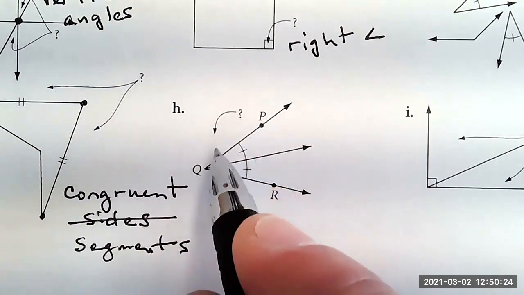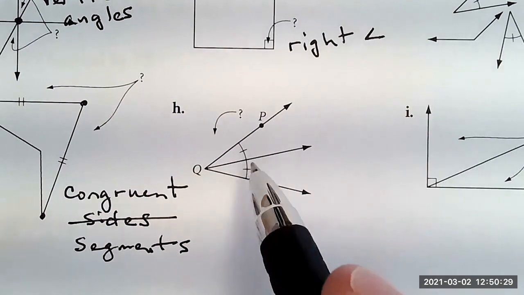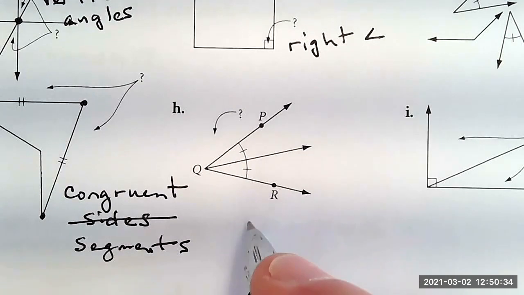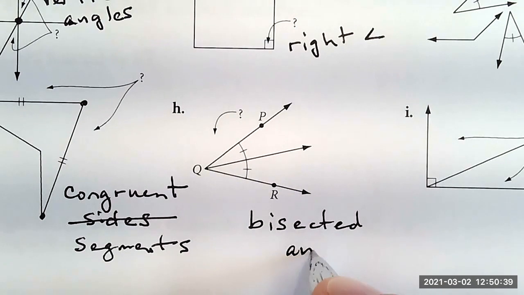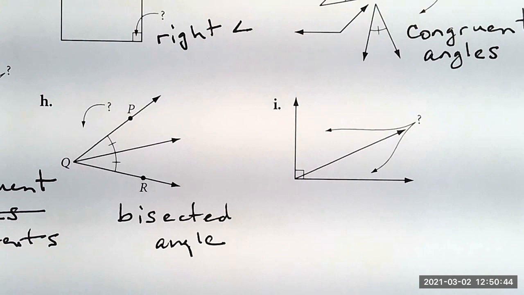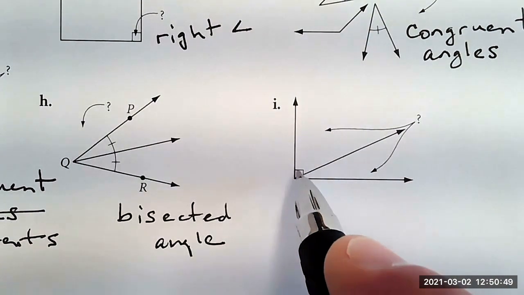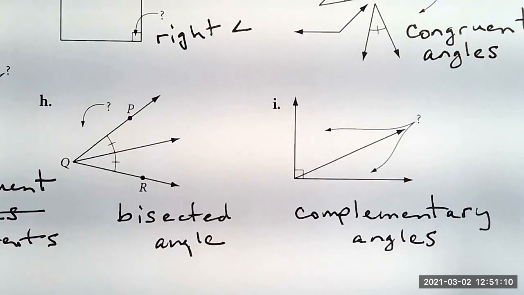H points to the angle here, PQR. Angle PQR is being bisected by this ray. So this is a bisected angle. And finally, I pointed to two angles that you know add up to 90 degrees because the symbol for a right angle is there. So this is a diagram of complementary angles. Complementary, not complimentary.